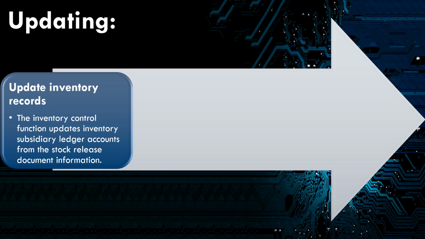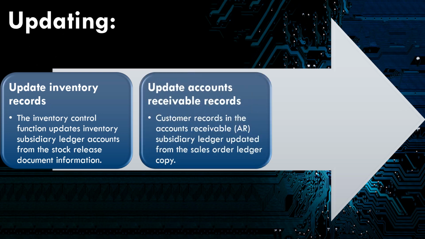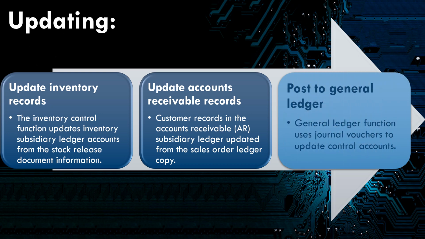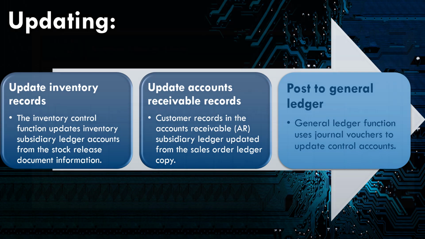So the inventory control function updates the inventory subsidiary ledger account from the stock release document information. And as I said, we will also update the account receivable record, the customer records in the account receivable subsidiary ledger, updated from the sales order ledger copy, and from both files we will update the posting to the general ledger. The general ledger function uses the general vouchers to update the control account as well.